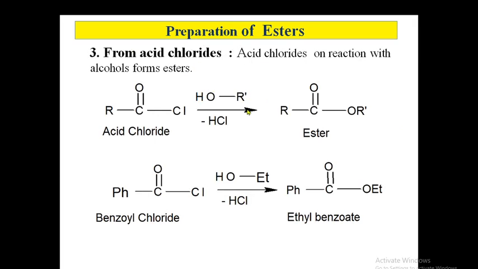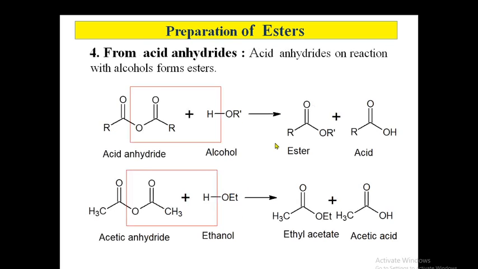From acid chlorides also you will get the esters. For that you have to take the acid chlorides and just react with the alcohols. So simple HCl molecule eliminates and this OR' group will join to carbonyl and you will get the ester function. For example, if you are taking the benzoyl chloride and reacted with ethanol, it will give you ethyl benzoate with the elimination of HCl molecule. So this is the third method. Let's go for the next.